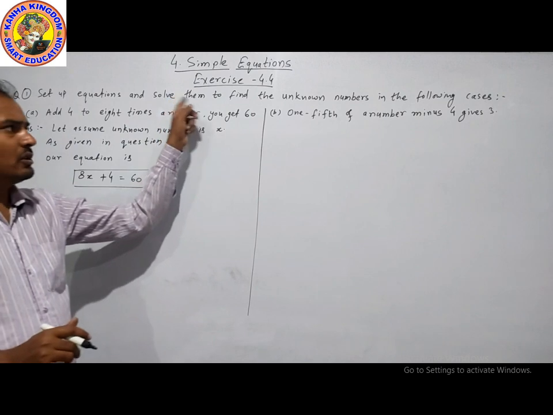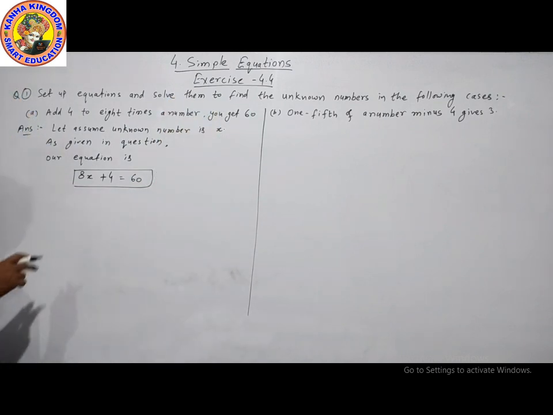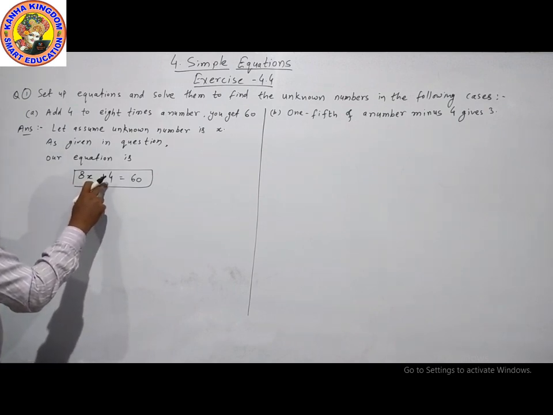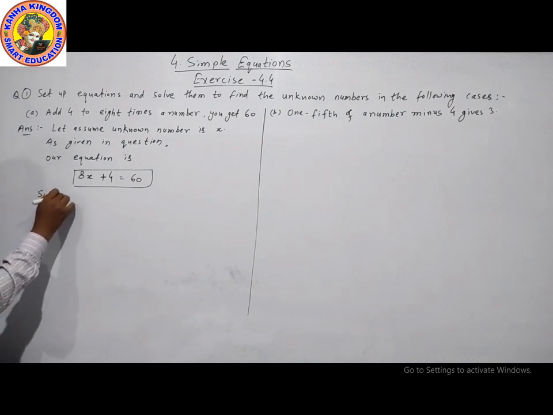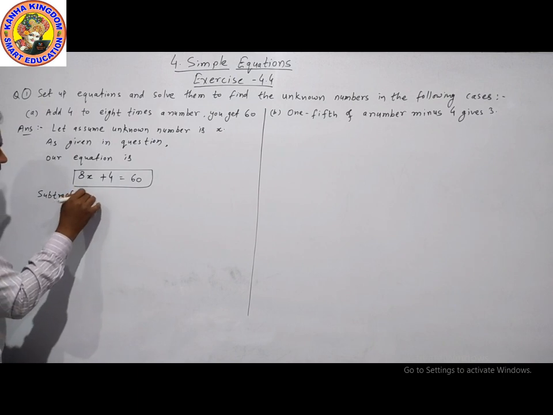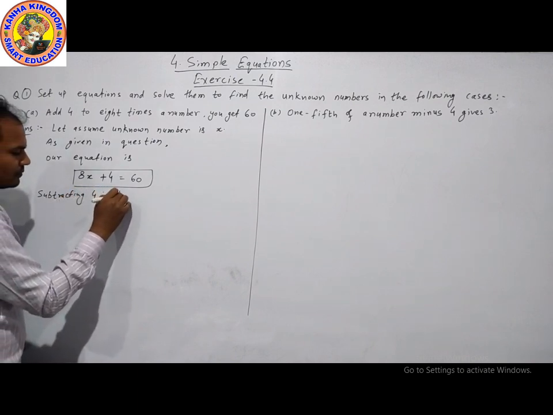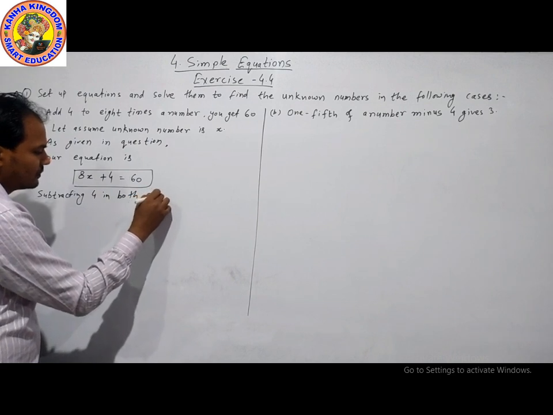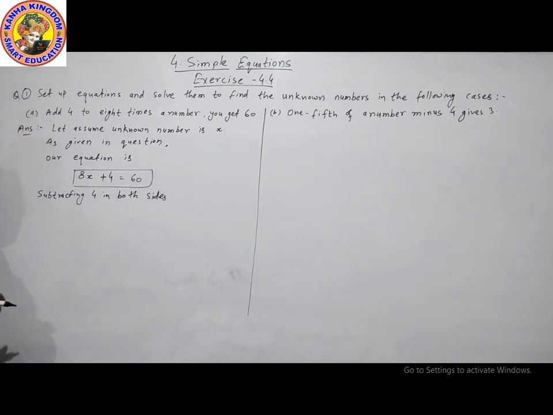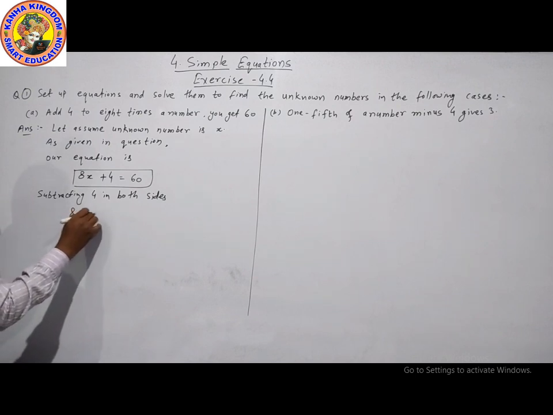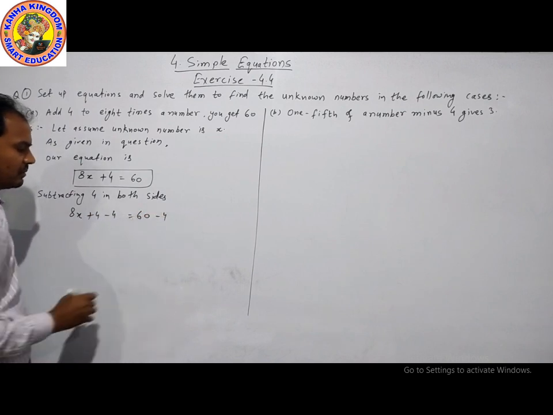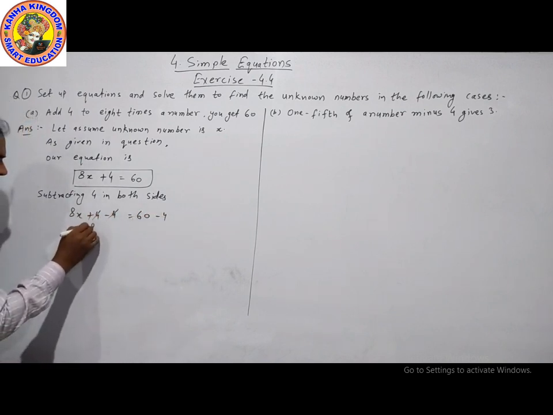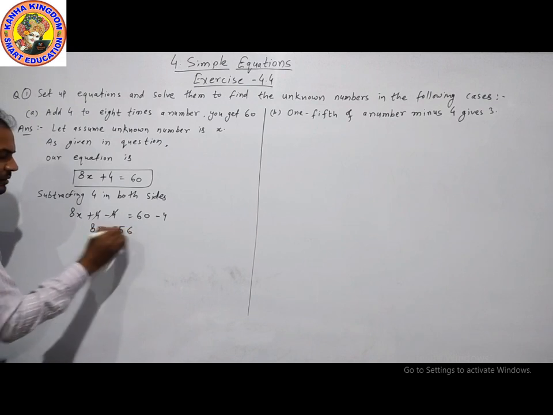Now solve them to find the unknown number. Now we will solve for the value of x. First of all, here is plus 4, so we will subtract 4 on both sides. 8x plus 4 is equal to 60. This is our equation. Now we subtract 4. 4 and 4 cancel. 8x is equal to 56.